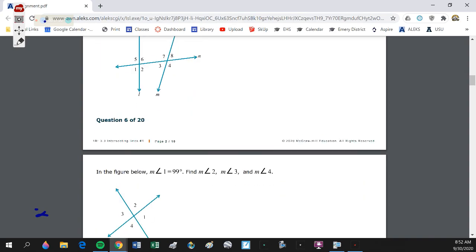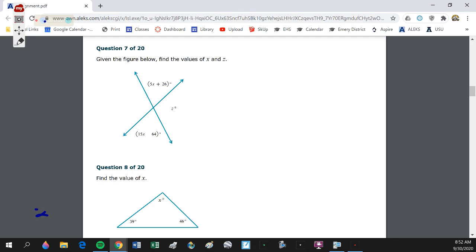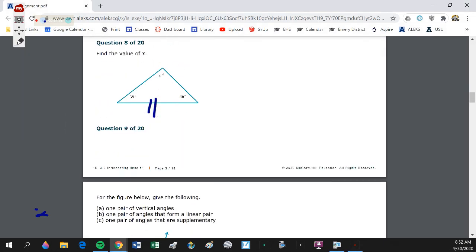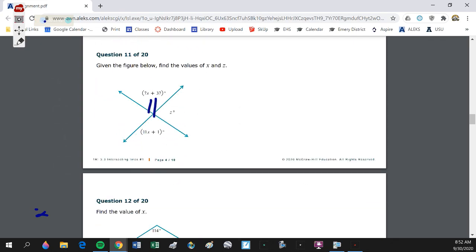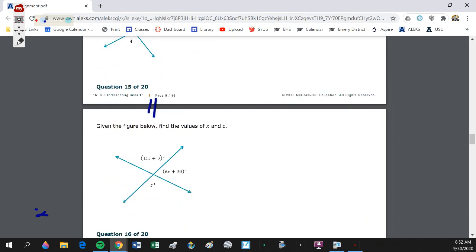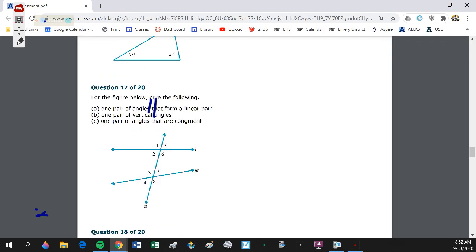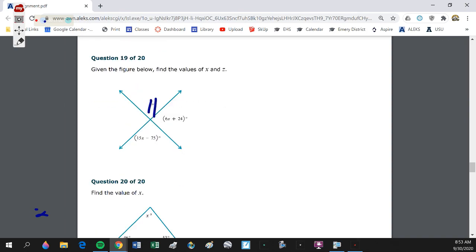Okay, so you can do number 5. You can do 6. Okay, so here's the question you were asking, right? So you need to set these two equal to each other to find x, and then you plug that answer back in to find z. All right, let me make sure we've done them all. Believe so. Okay, get to work.